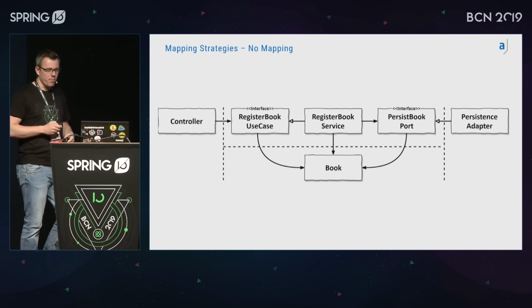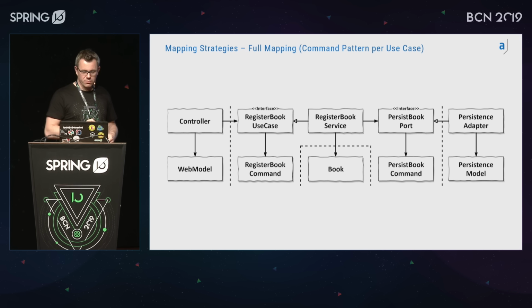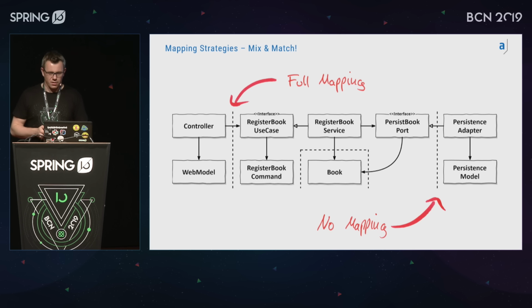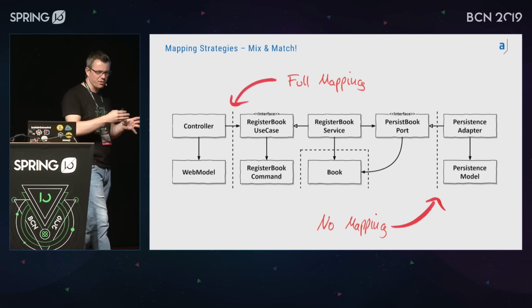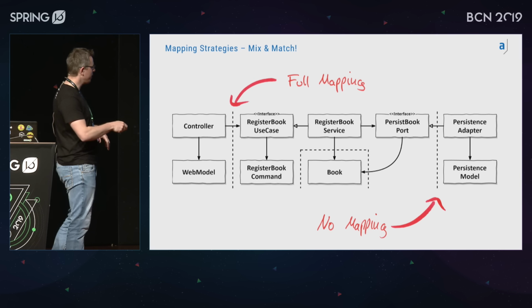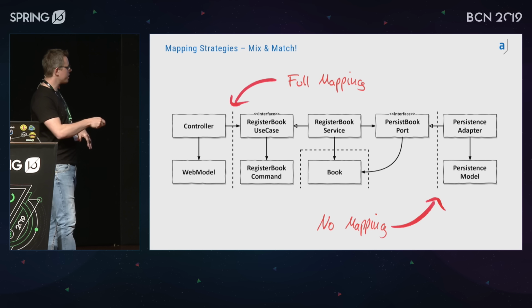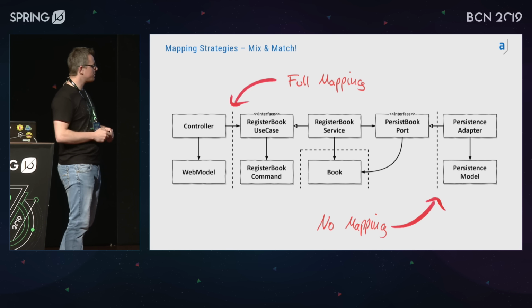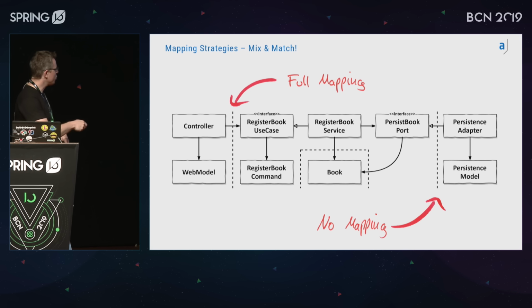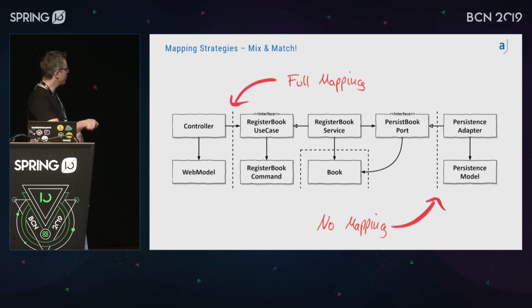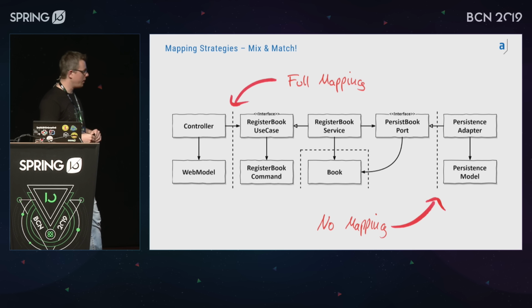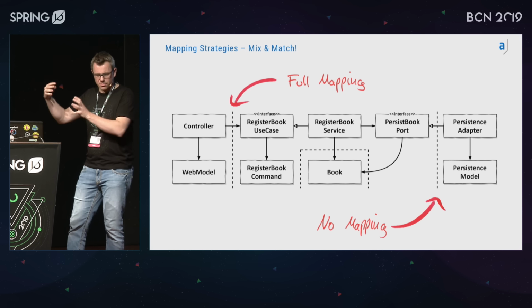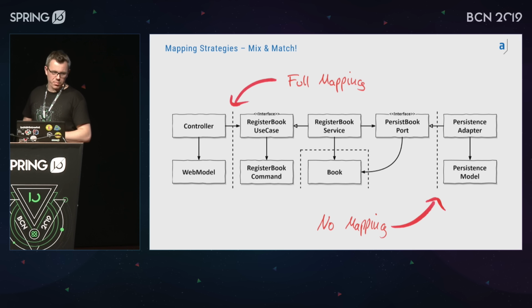Okay, I'm going to skip the mapping strategies because I've just told you about it, that we can use different mapping strategies. We can do no mapping, so the output ports and the persistence adapter use the same entity as the domain layer, or we can do something like this in the front, in the interface to the web adapter, using a command pattern, which is a more elaborate mapping strategy.